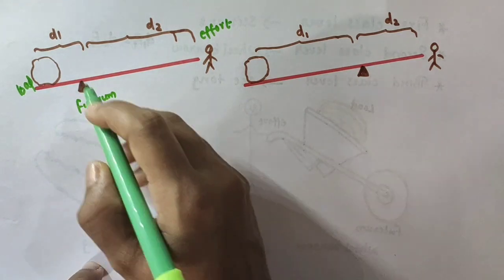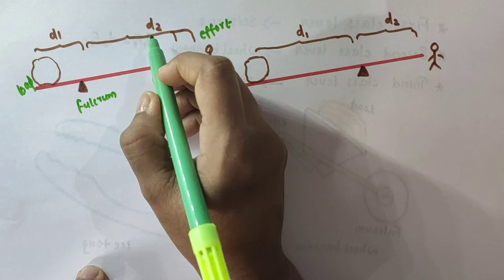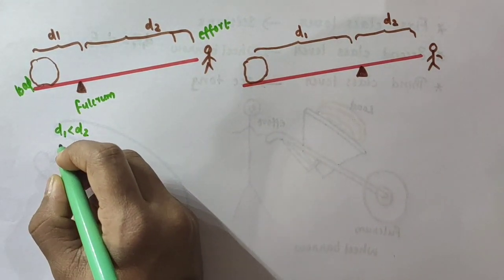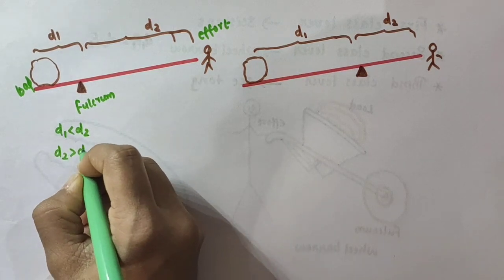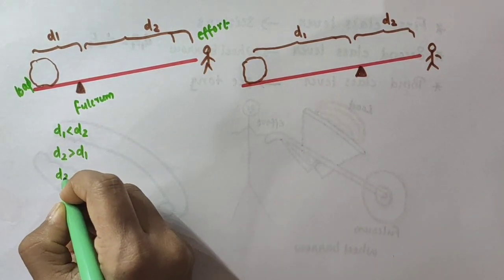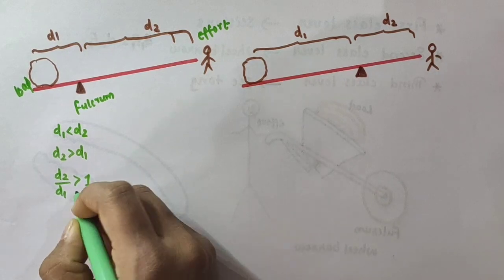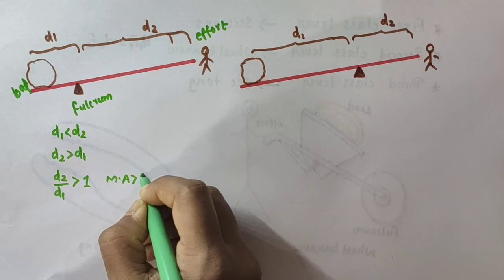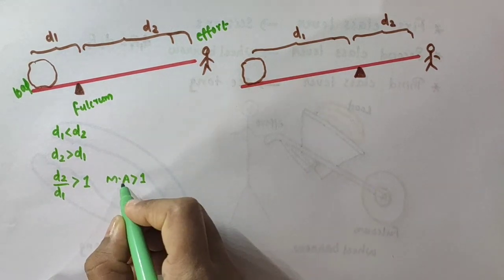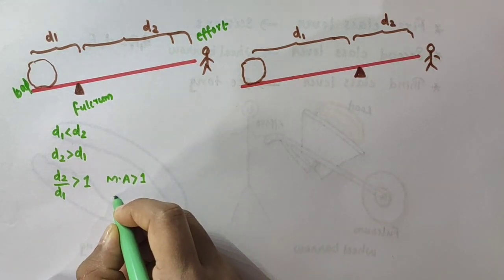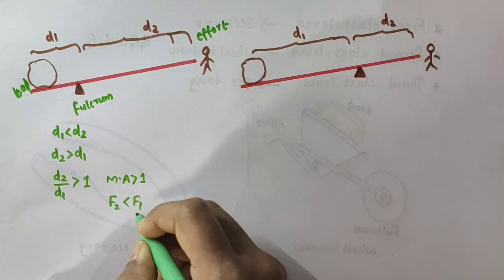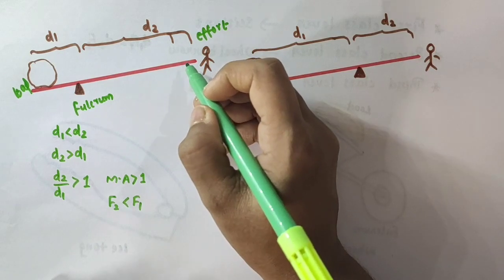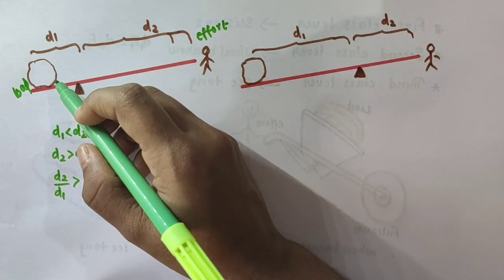In such a situation, D1 is less than D2. D1 is less than D2 means D2 is greater than D1. D2 is greater than D1 means D2 by D1 is greater than 1. D2 by D1 is what? It is the mechanical advantage. So, mechanical advantage is greater than 1. Mechanical advantage is greater than 1 means what? F2 is less than F1. That is, only in such a situation, only a small effort is needed to lift a large load.